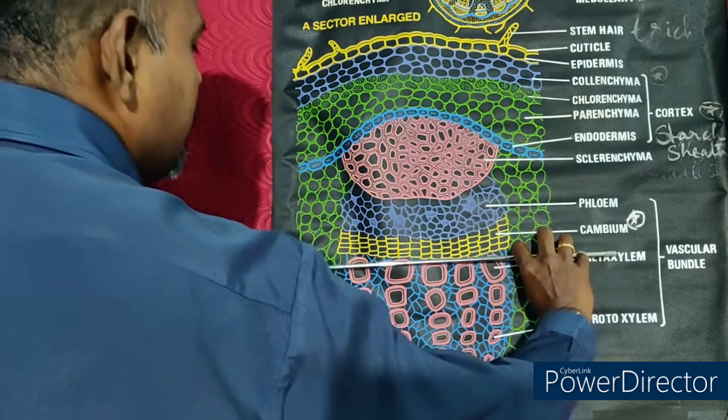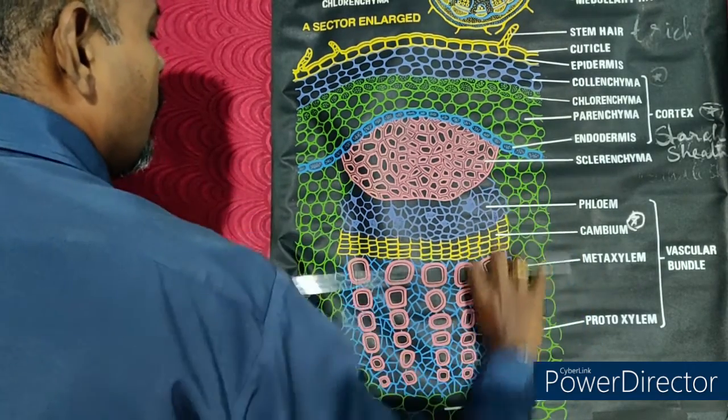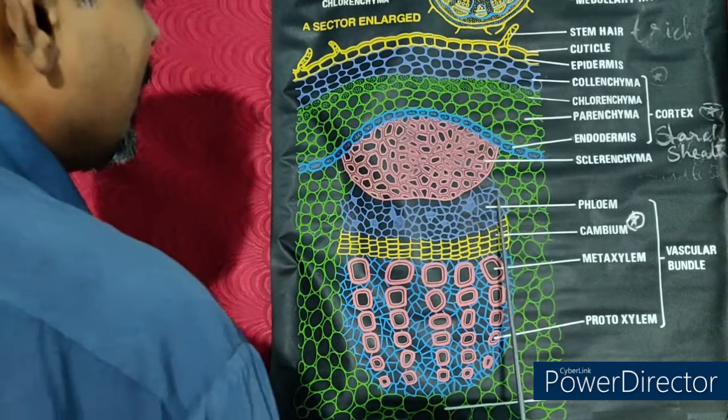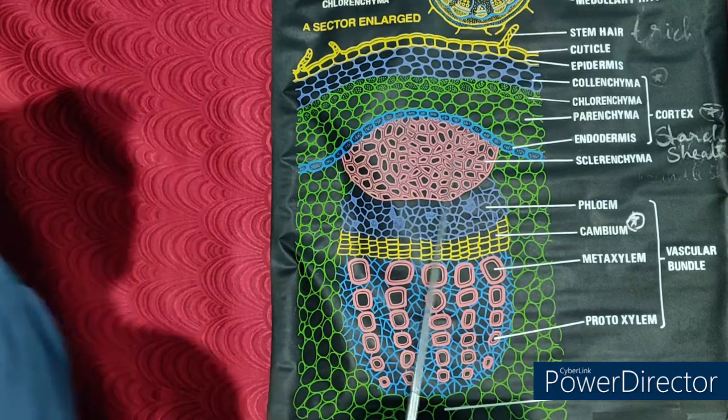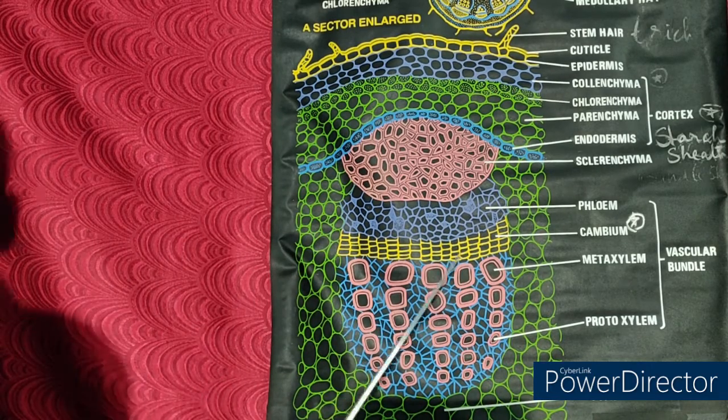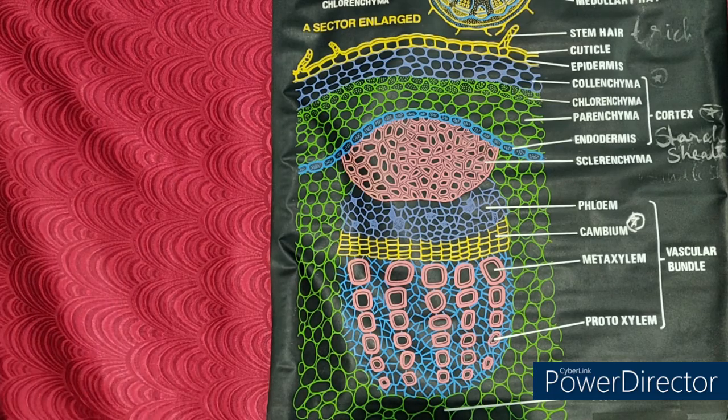Again I repeat, if you have xylem, and above and below you have phloem, that is known as bicollateral, but here it is not so. You have a layer of xylem and a layer of phloem, and so they are known as collateral in nature. Then the third one is endarch in nature.